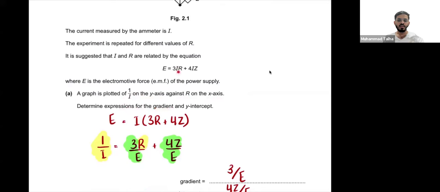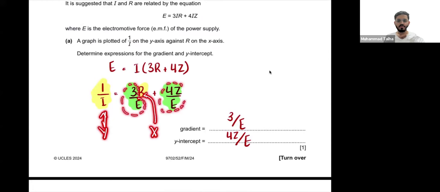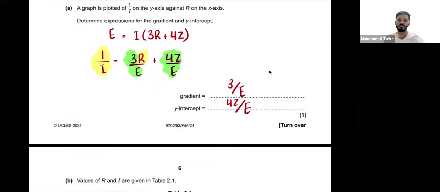So from this, I basically extract I out as common, and then I cross multiply. So I have 1 over I equals 3R plus 4Z over E. And then I separate the denominator. So that's 3R over E and 4Z over E. I have to plot a graph of 1 over I versus R. So again, this is my Y here. This is my X. Whatever is here with my X, this is the gradient, and this is the y-intercept. So 3 over E is the gradient, 4Z over E is the y-intercept.